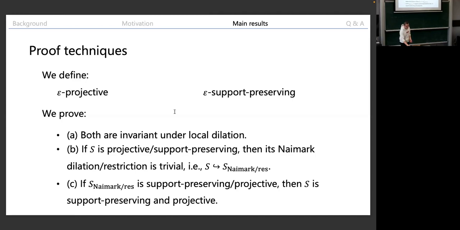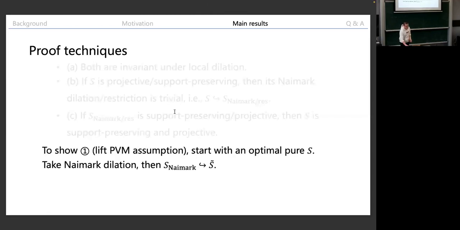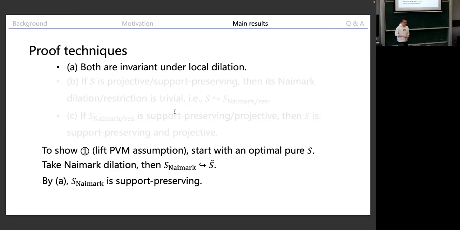And with all of them, we can establish our theorem quite clearly. For example, if we want to lift these PVM assumptions, we basically want to show that PVM self-test will imply sampling-free self-test. What we're going to do is start with any optimal pure strategy, and we take its Naimark dilation. Then, since it's a PVM self-test, we have the equivalence relation between S Naimark and the canonical strategy, S tilde. So this is from the PVM self-test. And the next thing we do is that we use our first proposition to show that this Naimark dilation is actually projective.